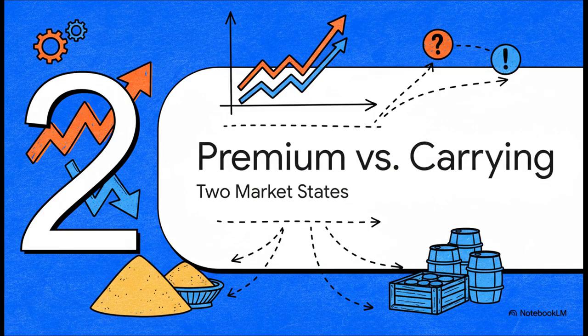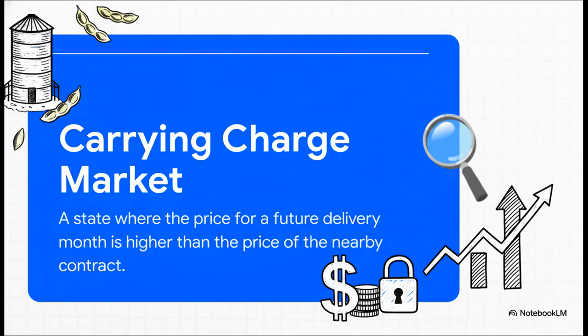So, to see that footprint clearly, you first have to understand the environment. We're about to cover the two fundamental conditions, or states, that any commodity market can be in. Understanding which state a market is in is the critical first step to knowing if a huge move is even on the table. First up, we have what's called a carrying charge market.